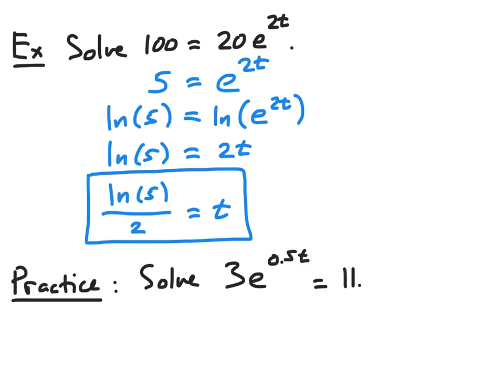If you want to practice with a similar problem, try to solve 3 times e to the 0.5t equals 11. The answer will appear in a few seconds. This is one version of the solution. If you had a different number but involving 2, 11, and 3, see if you can use log properties to manipulate it into this particular form. If so, then you have the correct solution.